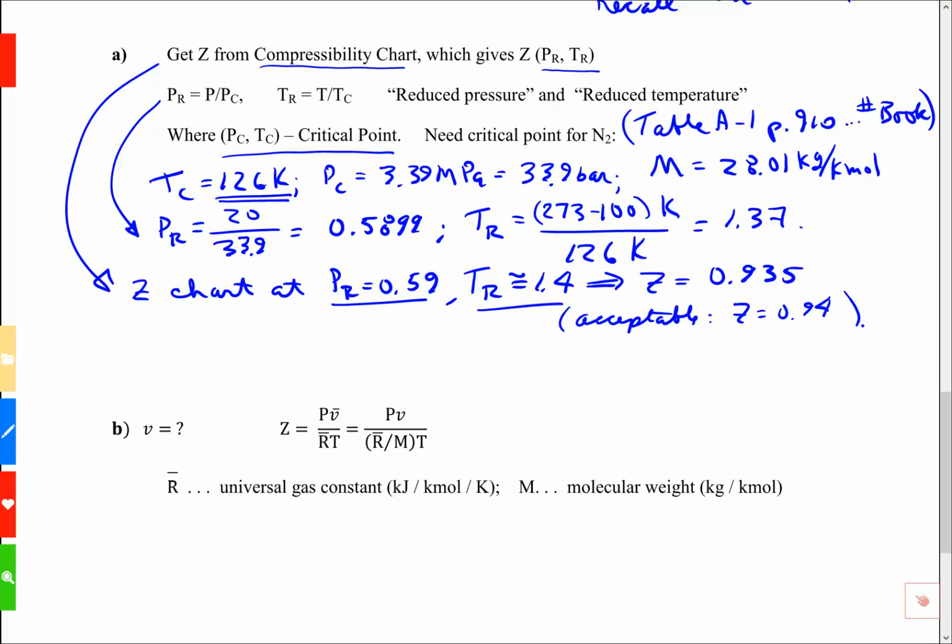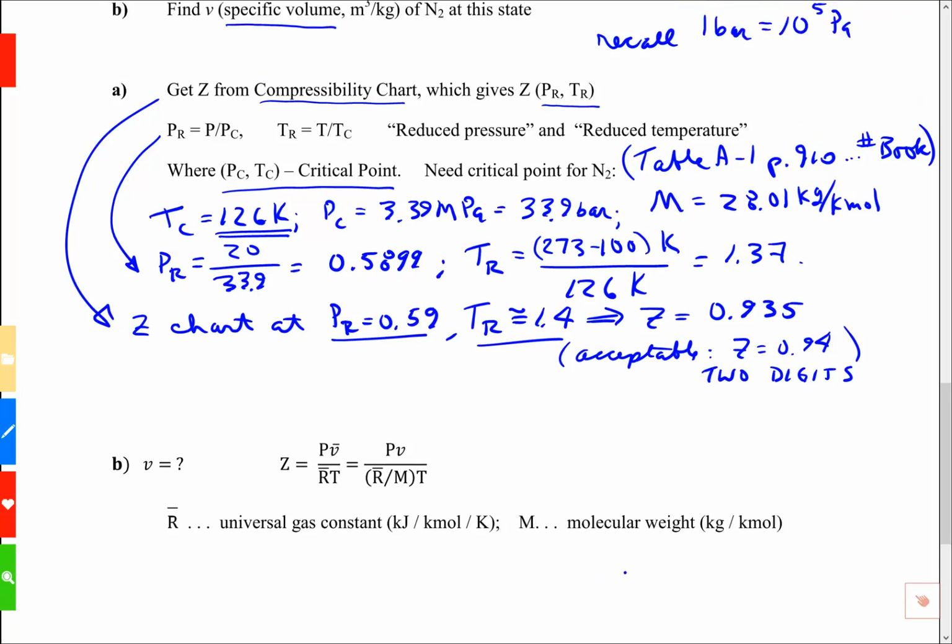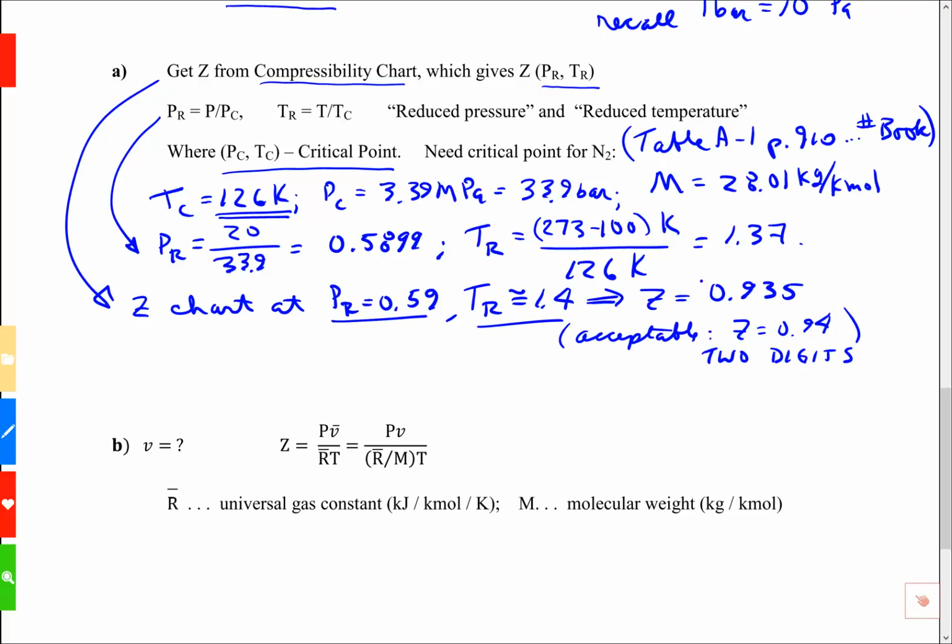Because it's hard to read more than about 2 digits off of a chart. All right, so that's responsive to part A. I'm asked to find the compressibility factor. There it is. Part B says, given the compressibility factor, what's the specific volume?